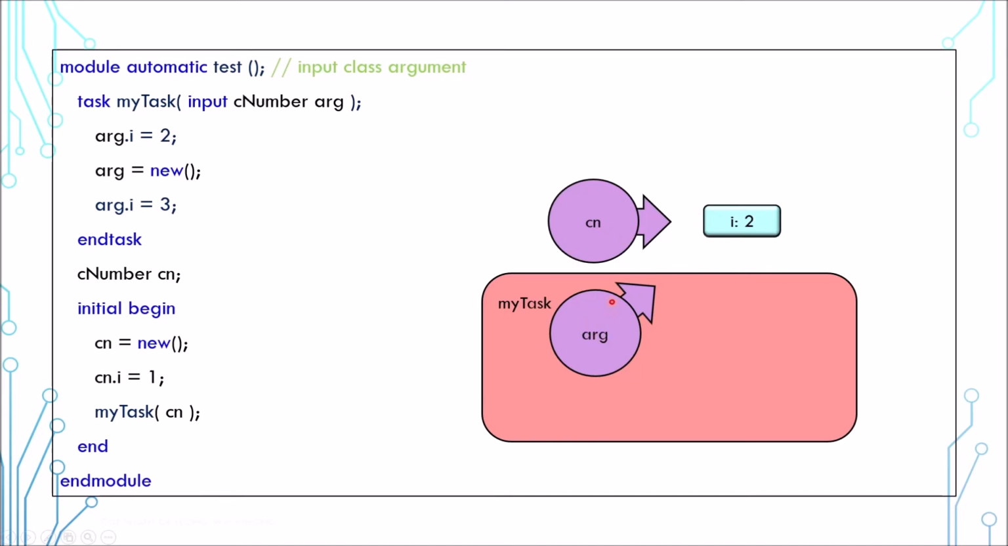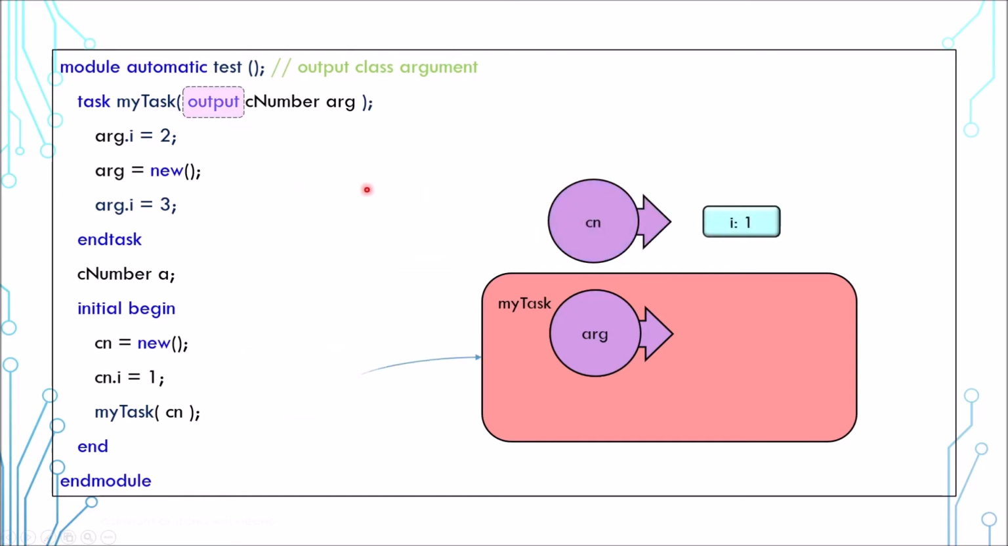It can call new by itself, and if it does, it will create a new object. When arc changes the value of the new object, Cn will not be aware of that. In general, it is not a good practice to pass in a handle as argument and then use the argument to create a new object. This is the same example but with an output argument.